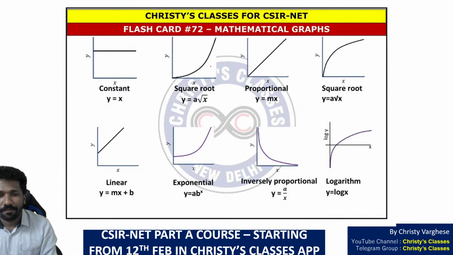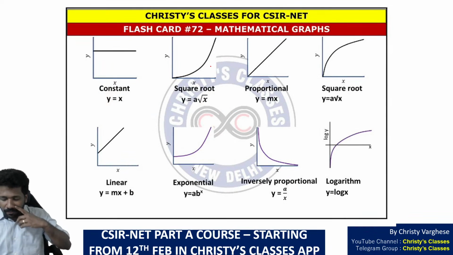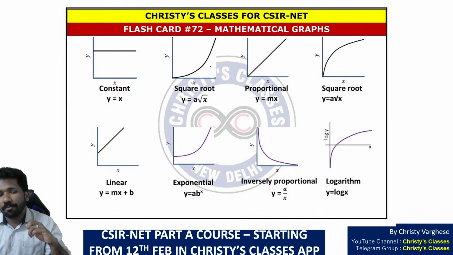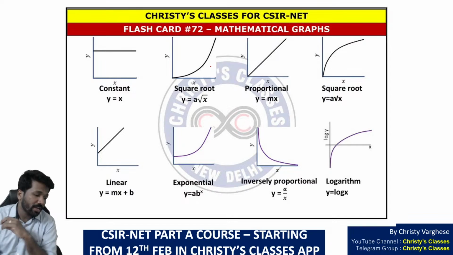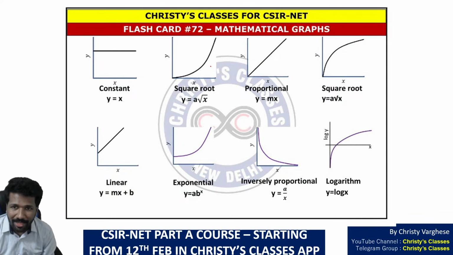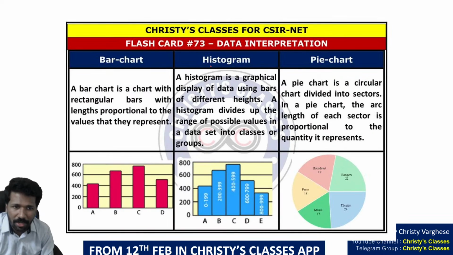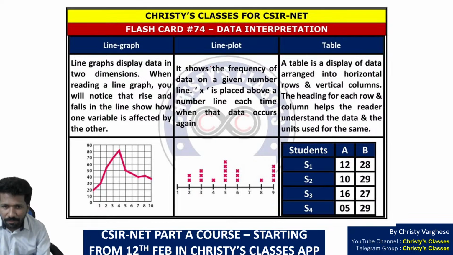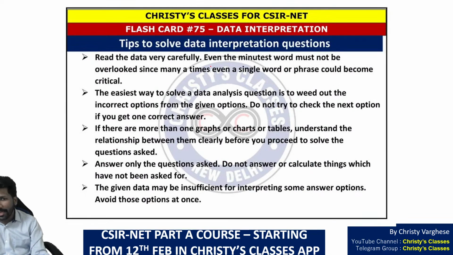And data interpretation. Finally coming to data interpretation, types of graphs are important. Constant graph, square roots, square, linear, exponential, etc. Logarithmic graph related questions also last few years they are asking. Mathematical graphs. Then data interpretation में bar chart, histogram, pie chart, line graph, line plot, table, etc. related questions are frequently asked.